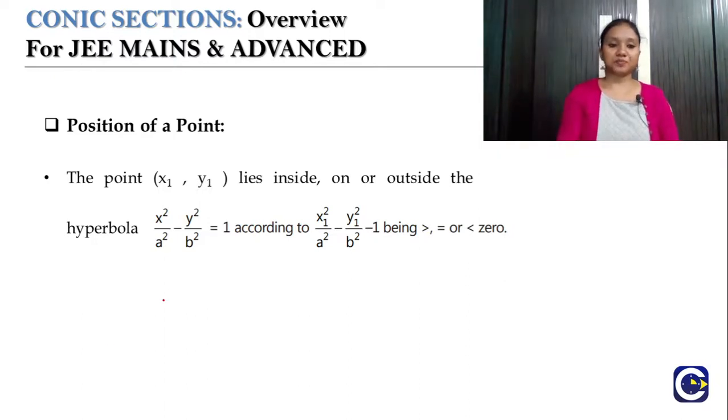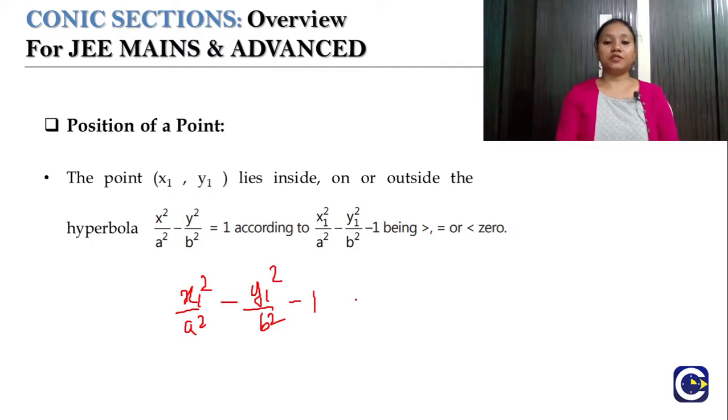If the value of x1 square by a square minus y1 square by b square minus 1 is greater than 0, then it indicates that the point is lying inside.